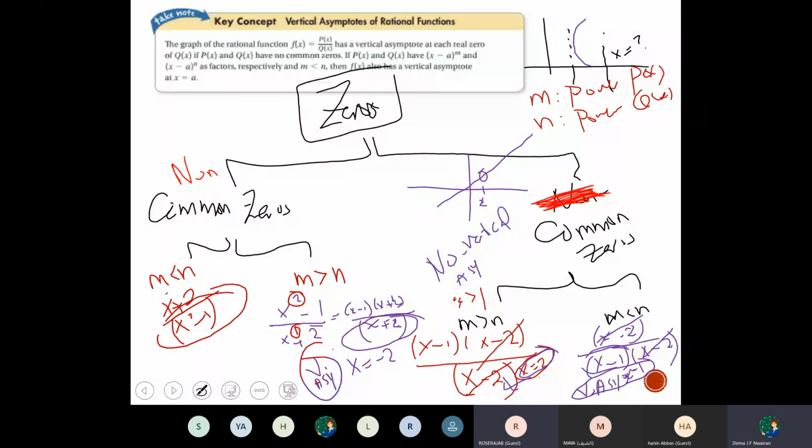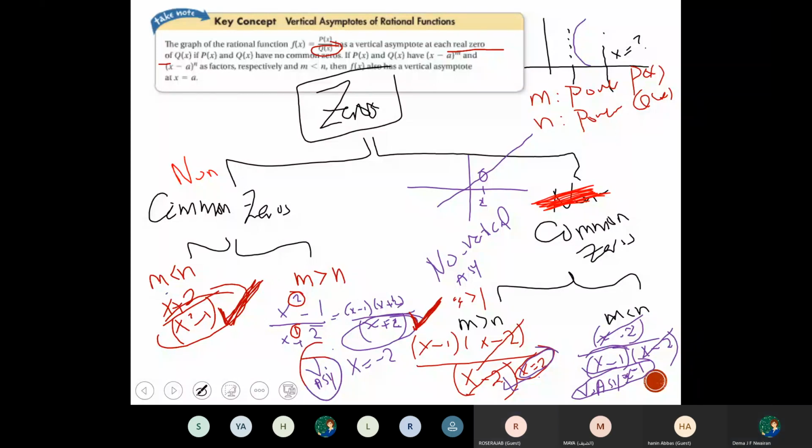Teacher, can you explain the non-common zeros again? Non-common zeros means that there are no zeros to simplify, no zeros to cancel. So just look at the real zeros of q of x. Just that. Is it clear now?